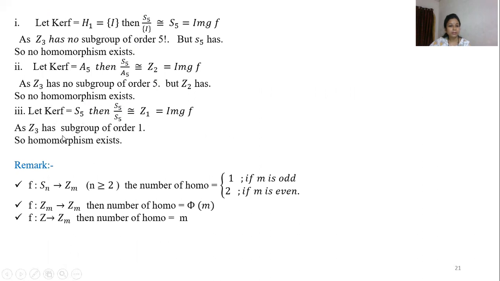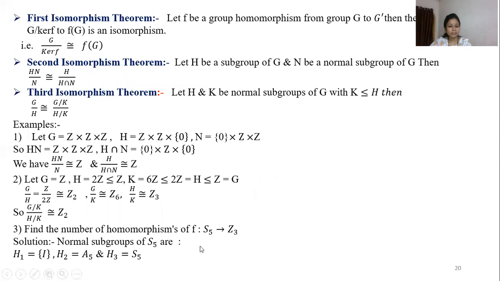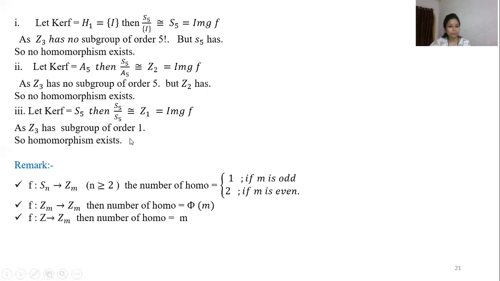Now, this Z1 has a subgroup of order 1. Z3 also has a subgroup of order 1, the identity. Therefore, a homomorphism exists. So how many homomorphisms exist from S5 to Z3? Only one homomorphism exists, which is the trivial one.